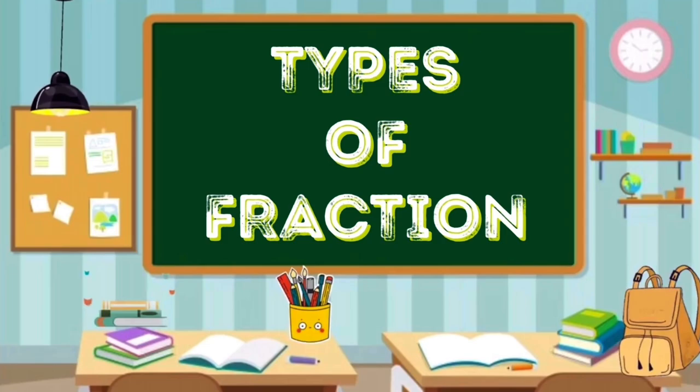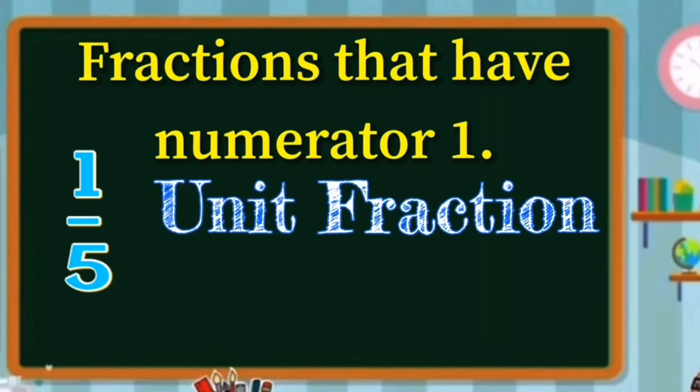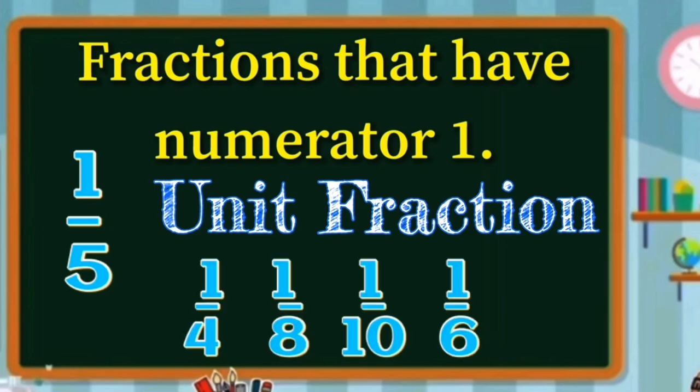There are many types of fraction. First are fractions that have numerator 1. For example, 1 over 5. We call that one a unit fraction. Another example, we have 1 over 4, 1 over 8, 1 over 10, and 1 over 6. Those are examples of the unit fraction.